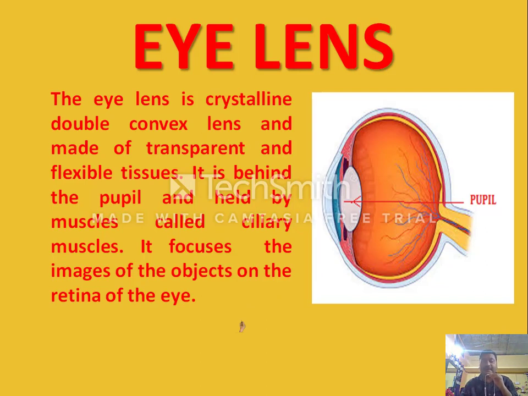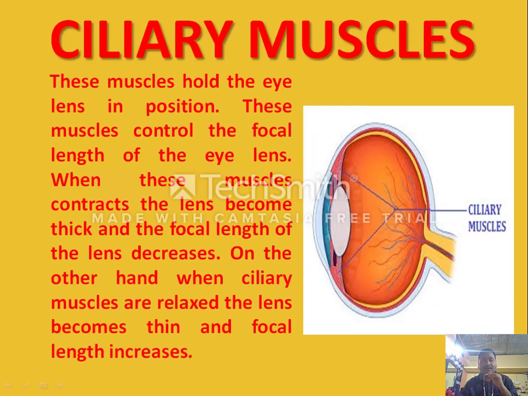This is the function of our eye lens. Now we will study the ciliary muscle. These muscles hold the eye lens in position and control the focal length of the eye lens. When this muscle contracts, the lens becomes thick and the focal length decreases. On the other hand, when the ciliary muscles are relaxed, the lens becomes thin and the focal length increases.